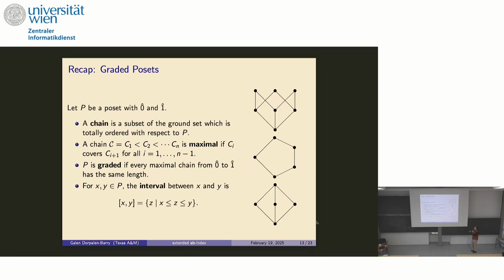So I'll just say it briefly. We know that a chain in a poset is a subset of the vertices of the Hasse diagram, or the ground set poset elements, that are totally ordered with respect to the partial order. And I'm particularly interested in maximal chains. In my case, my posets are always going to have a 0 hat and a 1 hat, so a minimum element and a maximum element. I'm particularly interested in the setting of graded posets, where maximal chains, when you can't add anything in from 0 hat to 1 hat, always have the same length.